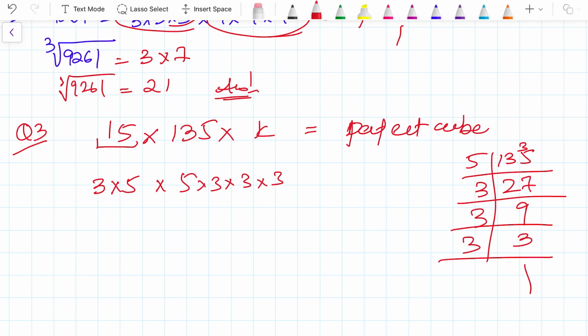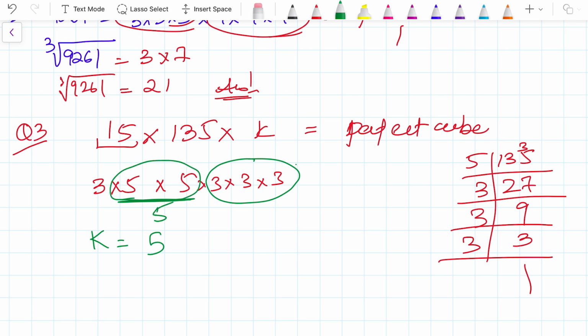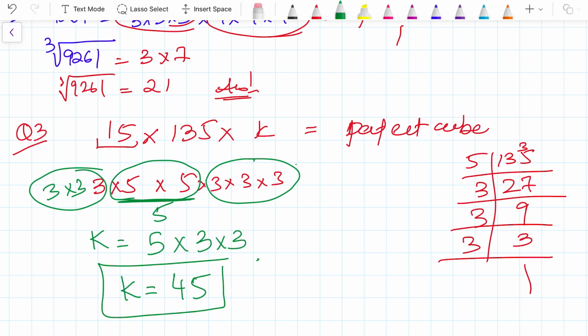Now if you look at it, we have a set of 3 threes. We need one more 5 to complete a set of 3, and we need 2 more 3s to complete this set. So 5 into 9 becomes 45. That means k should be 45 for this entire number to be a perfect cube, so that all prime factors make up sets of 3s.